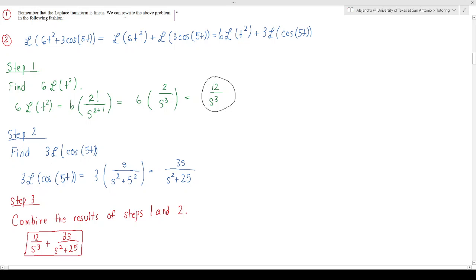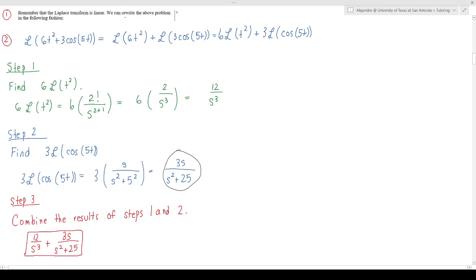And for 3 times the Laplace of cosine of 5t here, in a similar fashion, we're given one of the equations in the table where s over s squared plus k squared is the Laplace of cosine of kt, right? In our case, k is equal to 5. And so we're going to end up with 3 times s over s squared plus 5 squared, and that simplifies to 3s over s squared plus 25.